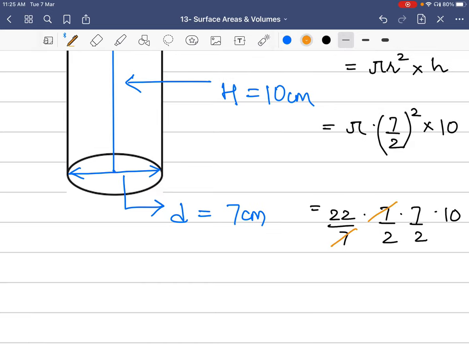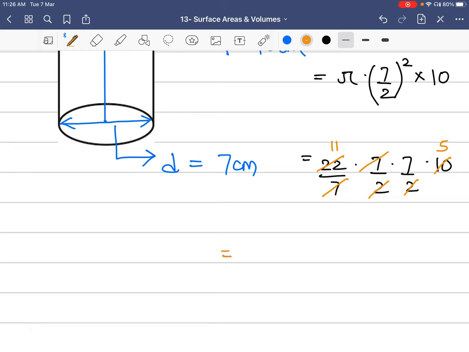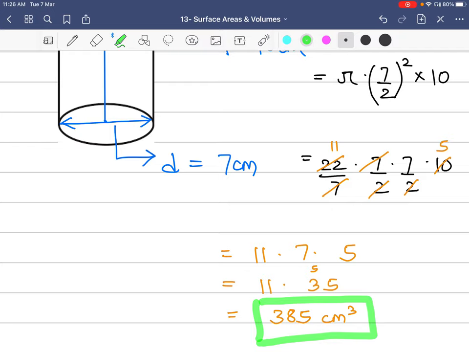Now this 7 and this 7 will cancel each other out. This 2 will make this 11 and this 2 will make this 5. Okay, so what remains eventually is 11 into 7 into 5. That is equal to 11 into 35. Okay, that is equal to 11 into 5 is 55. 5 gone, carry 5. 11 into 3 is 33 and 5 is 38. So 385 centimeter cube. This becomes the volume of the cylinder, pi r square h.